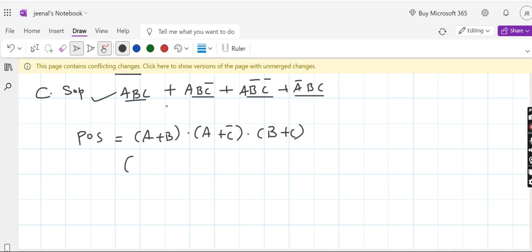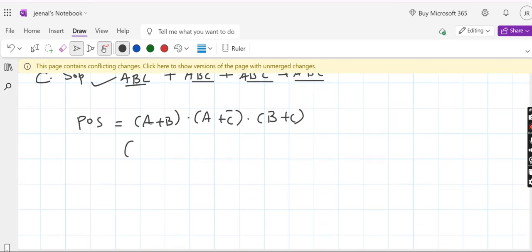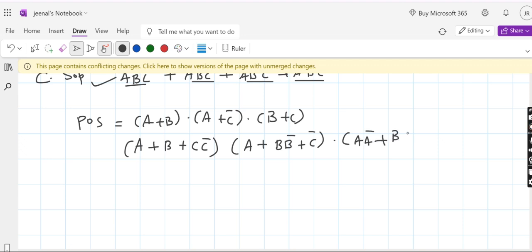So multiplied with 1 here did not change the meaning of the equation. Now we will add 0 here, which will not change the meaning of the equation, which means A plus B plus C into C bar. C into C bar is 0. When I'm adding 0 to this term, I'm not changing the meaning of it. It still remains A plus B. So here I'll have A plus B bar plus C bar and multiplied by A bar plus B plus C.